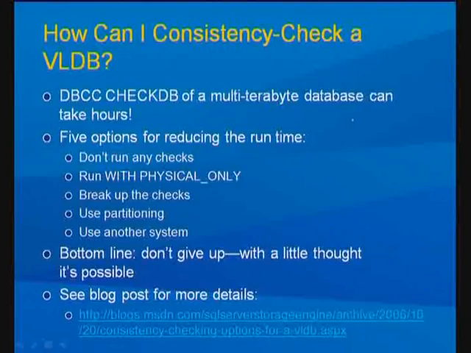Second one is run with physical only. It runs an awful lot faster. Doesn't take up so much resources. Third one is break up the checks. You could manually partition all the tables in your database and run check tables on a small subset, say every night for 7 days. You run a seventh of all the tables through check table, and then you run the equivalent of a CheckDB.